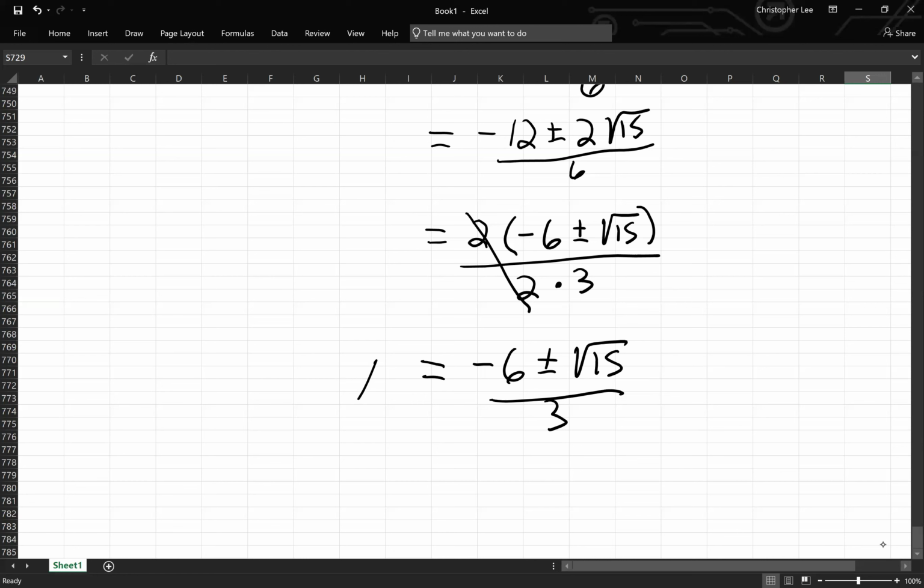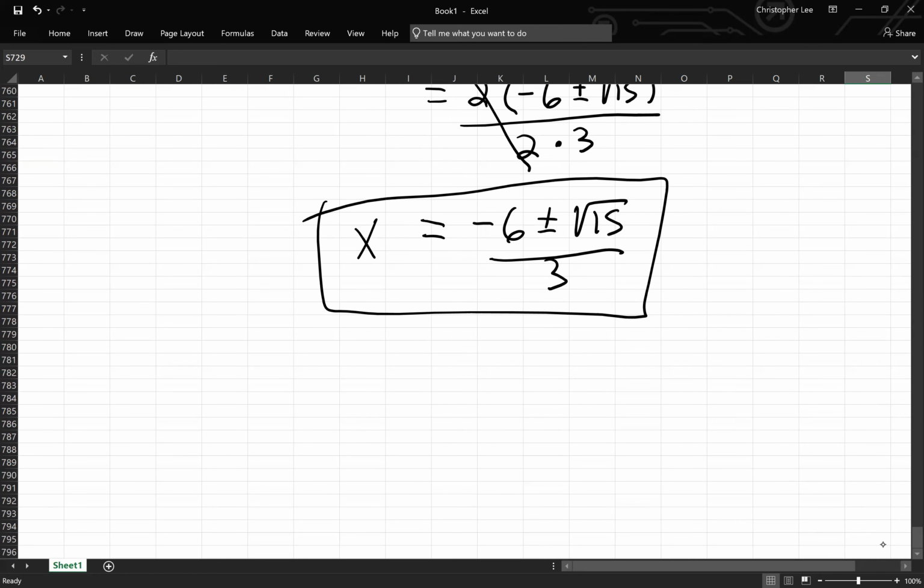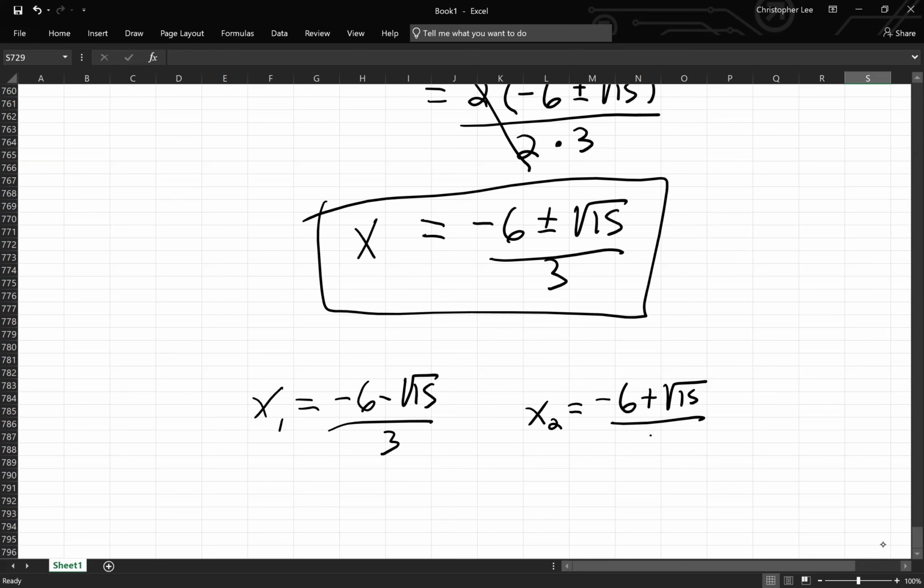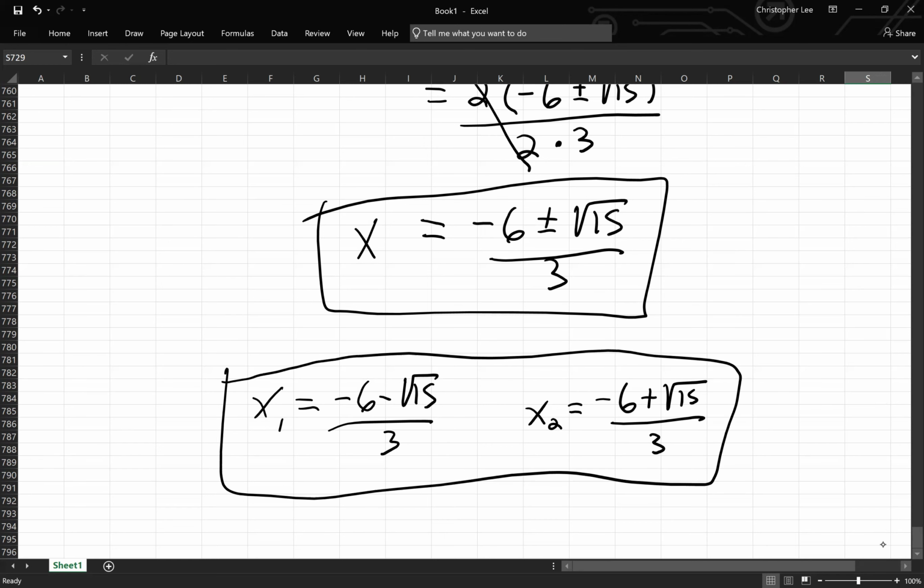right? You can give me this. Or if you want to break it up, I'll take that as well. If you want to tell me x1 is negative 6 minus square root 15 over 3, and x2 is negative 6 plus square root 15 over 3, I will accept these two answers as well. Either one you want to give me, I'll take. All right. Questions on that?